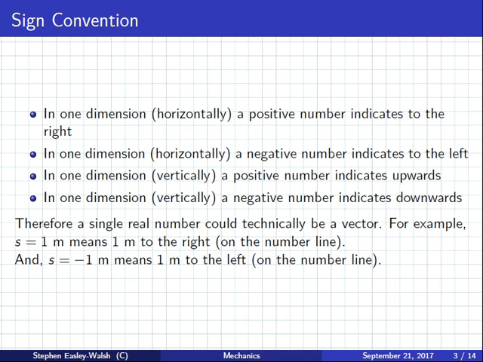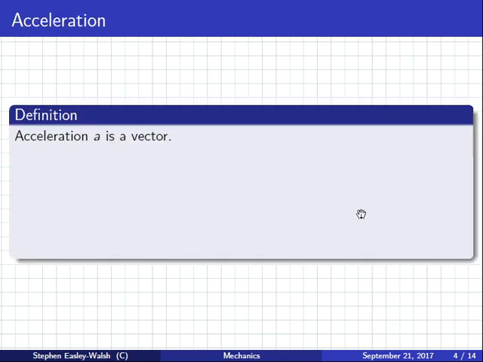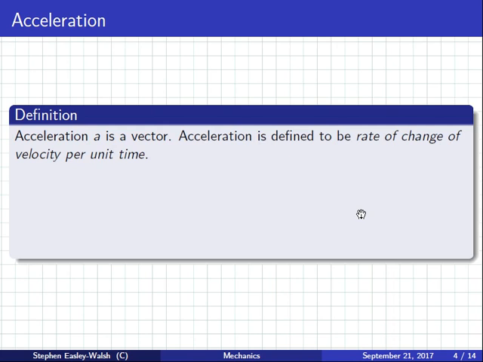So let's have a look at the formal definition. Acceleration is a vector. And it's the change of velocity per time. As a formula, we can write it like this. The change in the velocity over the change in the time. You should write all of this definition down, please, for sure.